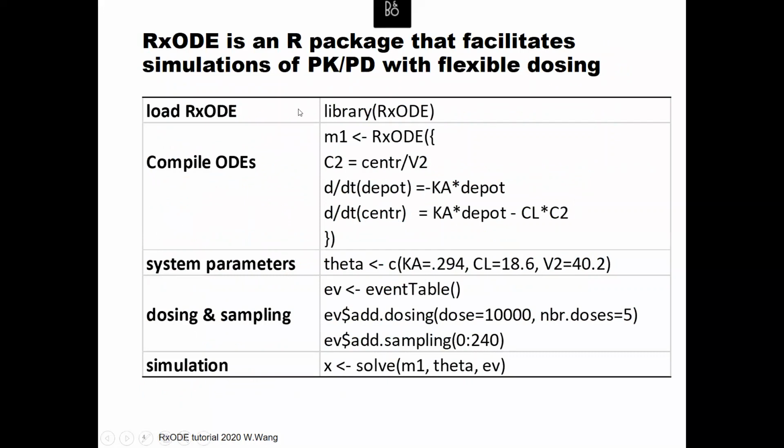When you use RxODE, before you do the simulation, you need to load up this library by calling library(RxODE). Then you use this function RxODE to define your differential equations and to compile them. Once you compile your differential equations, you need to provide the system parameters. The system parameters should be a named vector.